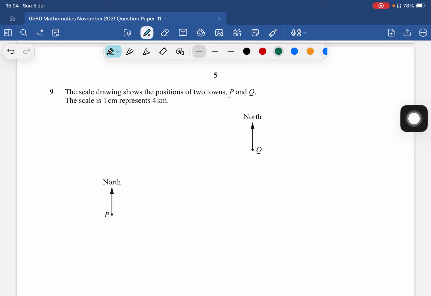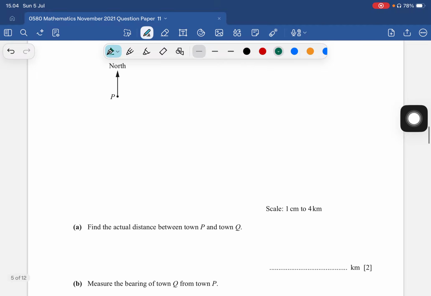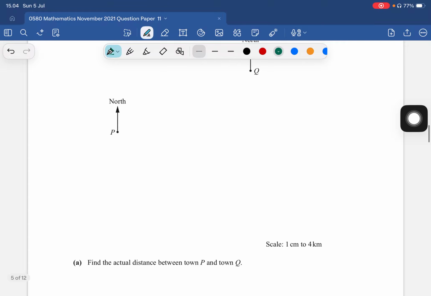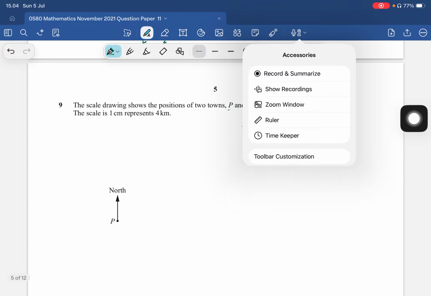Okay, number 9. The scale drawing shows the position of two towns P and Q. The scale is 1 centimeter represents 4 kilometers. Find the actual distance between P and Q. We'll use a ruler.